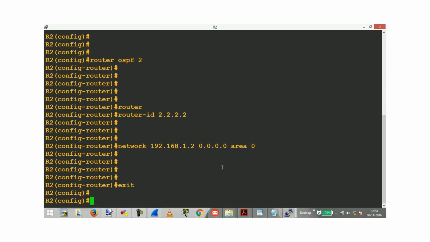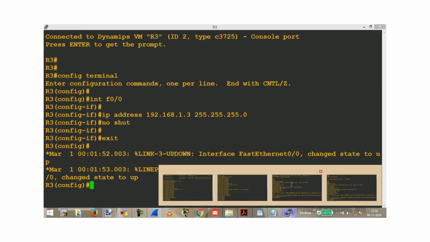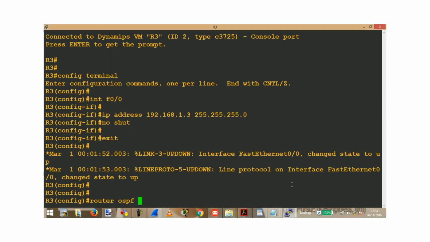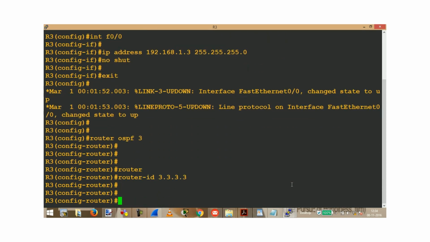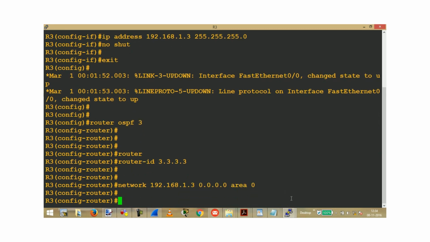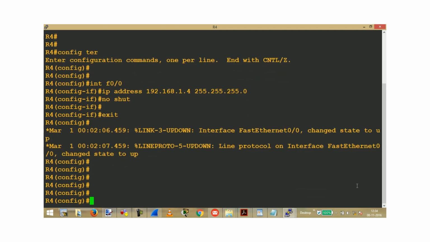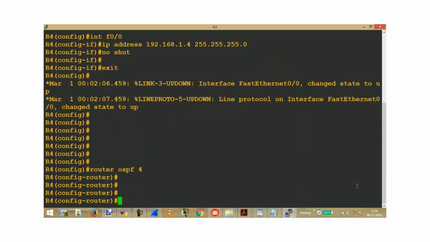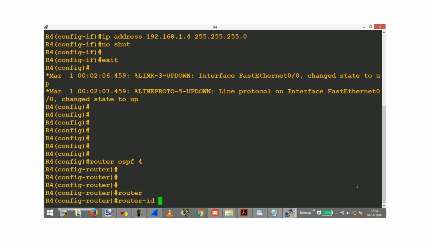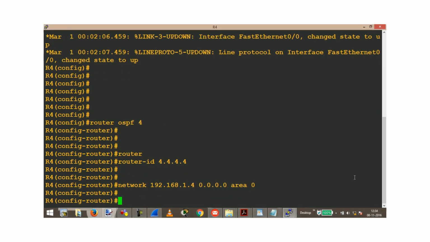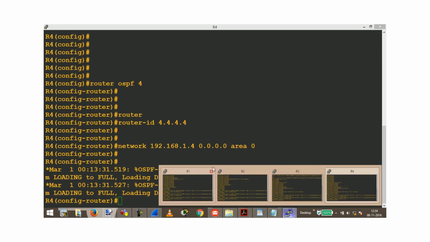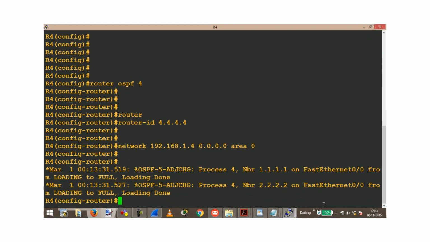And now let us go to R3, router OSPF. Let us take process ID 3 here, and the router ID I will put manually. With the help of the network command, we'll enable OSPF on its interface and put it inside area 0. Now R4 finally, router OSPF 4, router ID 4.4.4.4, network command to enable the routing protocol on the interface which has IP 192.168.1.4, putting it inside area 0. And now we will see that the neighbors have started to form.